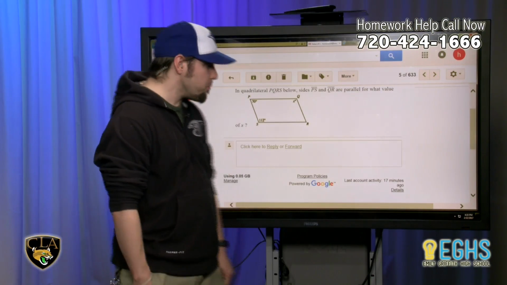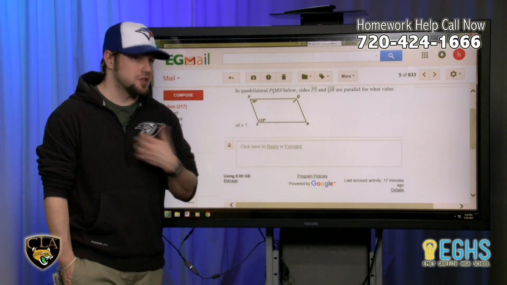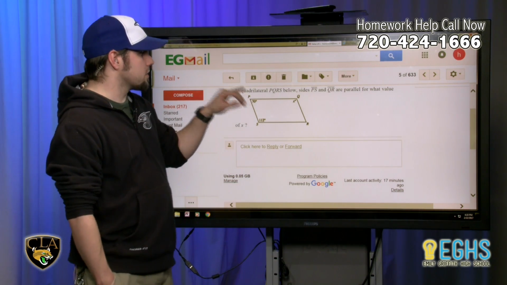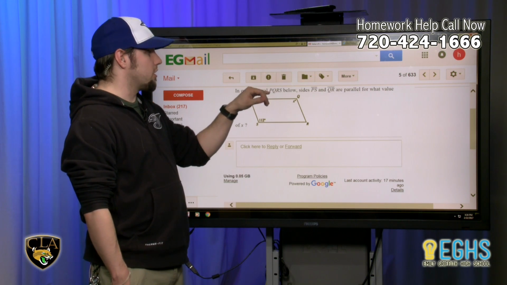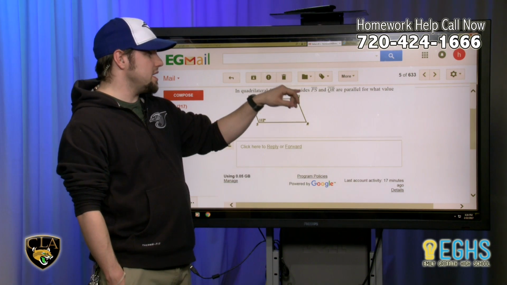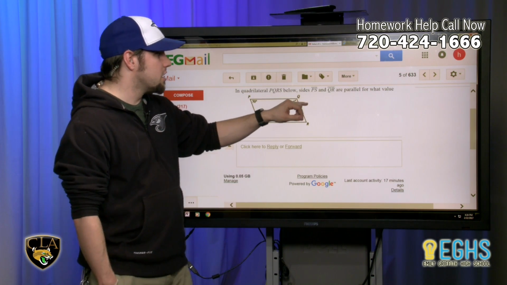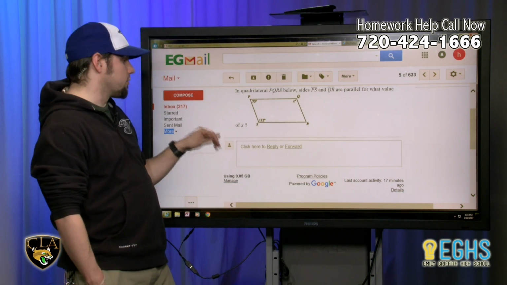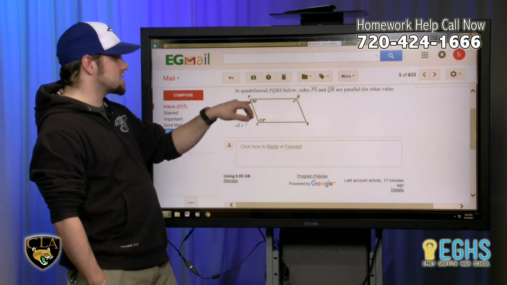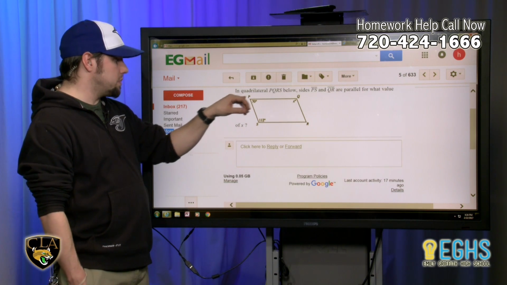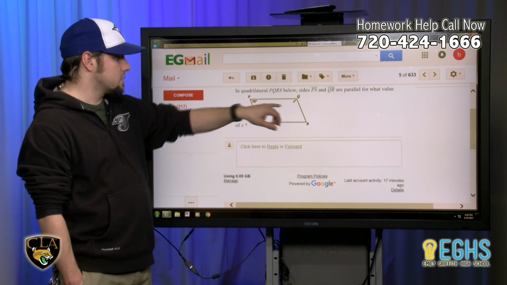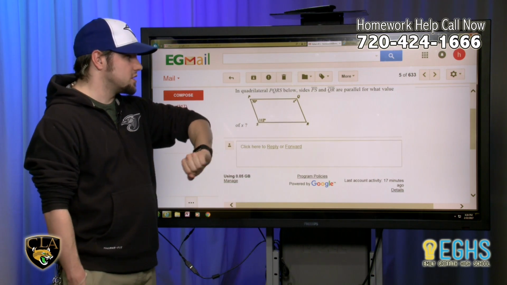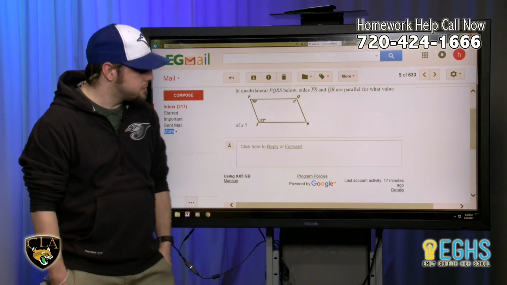I sure do. This one is a nice geometry question. It's one that I struggle with on a regular basis. In a quadrilateral PQRS below, the sides PS and QR are parallel for what value of x? So it gives you 70 degrees is the P corner, 112 degrees is the S corner, and x is the Q corner. I can take that one.